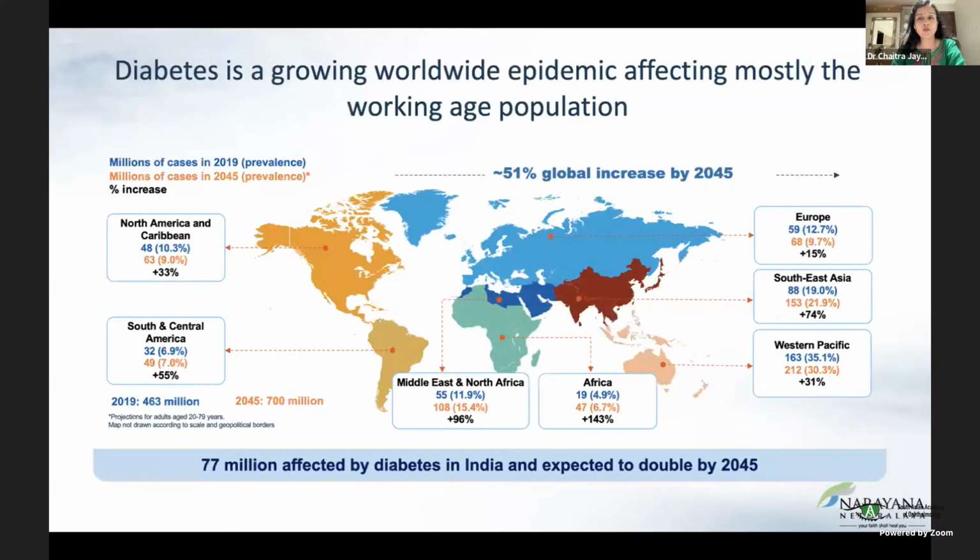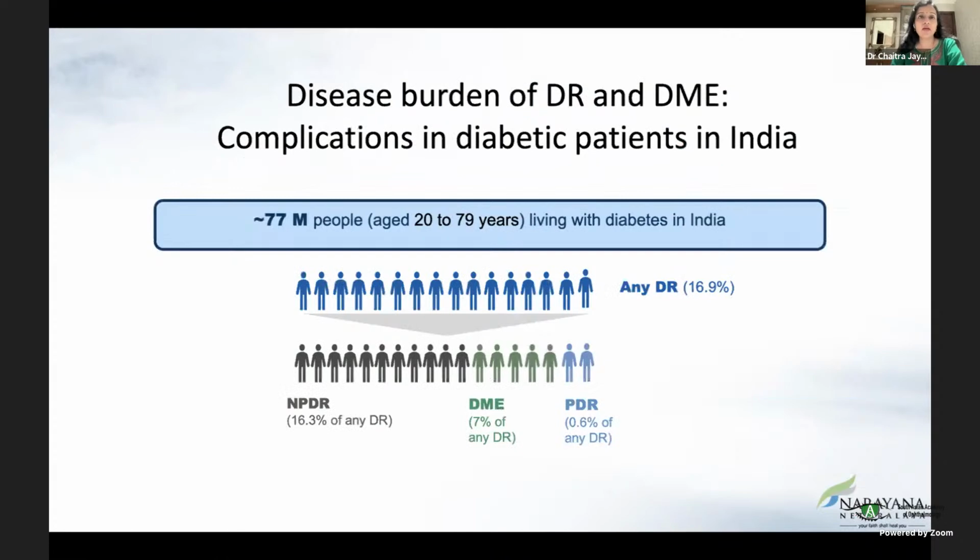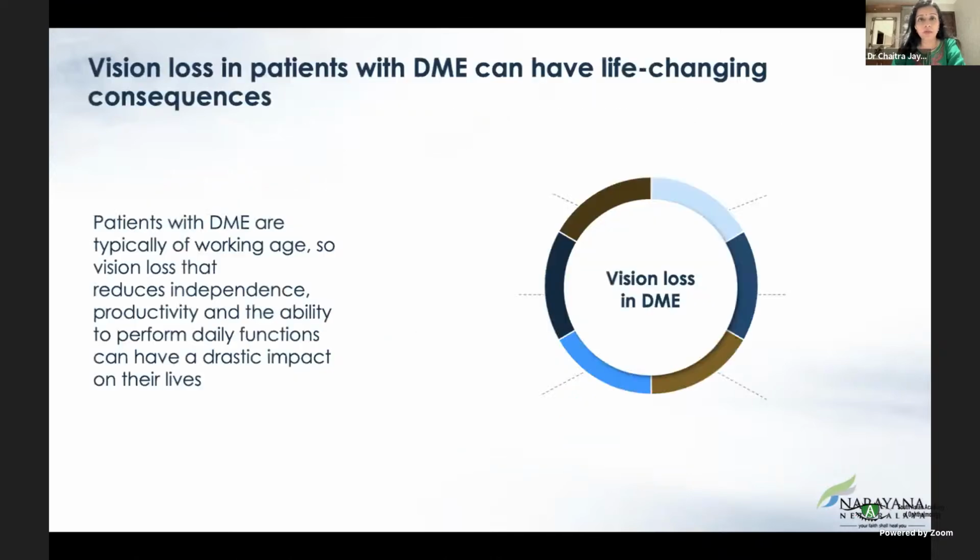So no financial disclosure. We've already spoken about the increasing epidemic of diabetes, and we know that it's expected to reach large proportions by 2045. So we know as retinologists that we are going to be facing a huge challenge of treating vision-threatening DME. So what are these and how does it affect the population primarily? These complications that we see are in the productive age group, 20 to 79 years of age, and close to 20% of them are affected with any diabetic retinopathy. And we see that 7%, given the large percentage of diabetics in our country, DME is definitely a burden because at least 7% of them have diabetic macular edema.